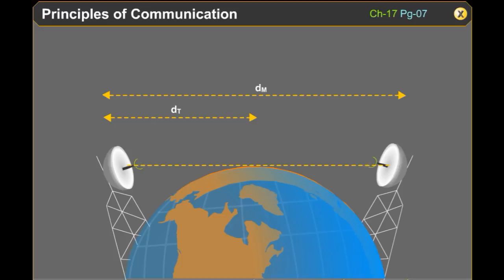The space waves following the line of sight propagation get blocked at some points by the curvature of the Earth. Here, dt is called the radio horizon of the transmitting antenna. dm is called the maximum line of sight distance between the two antennas. The range of space wave communication can be increased by increasing the height of the transmitting antenna and the receiving antenna.